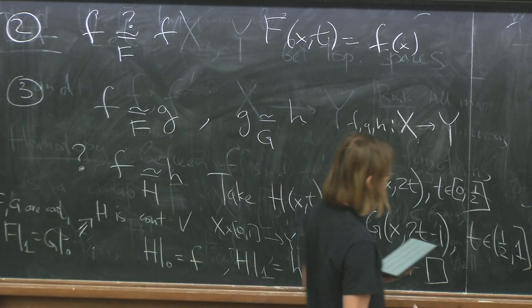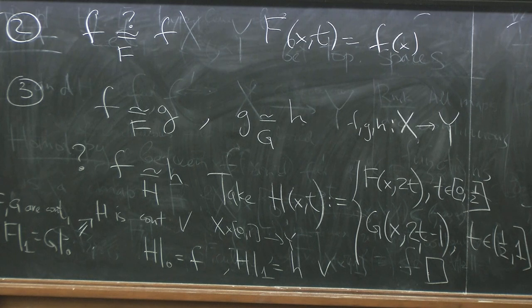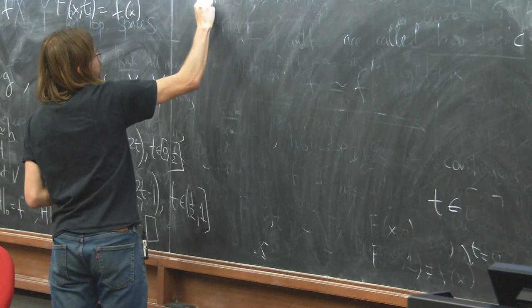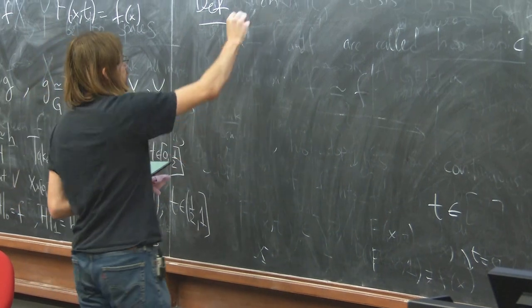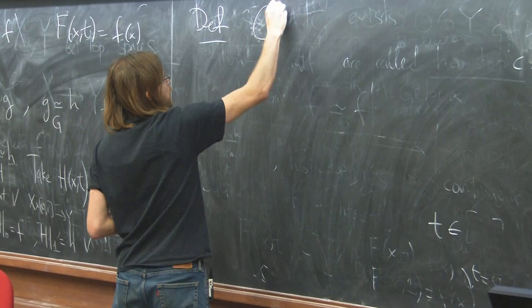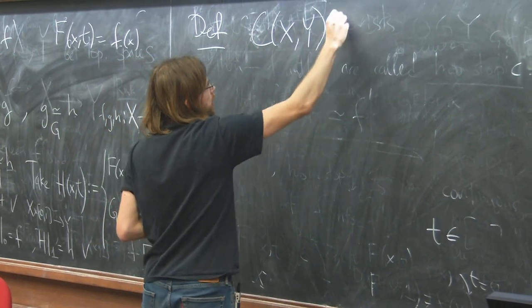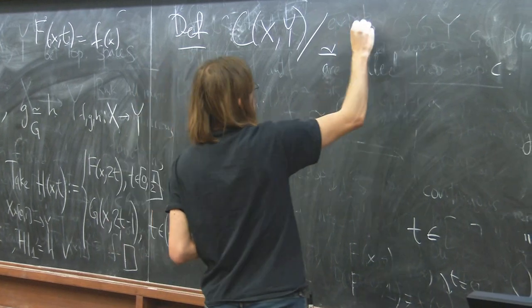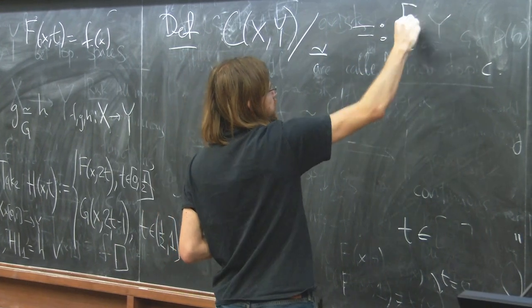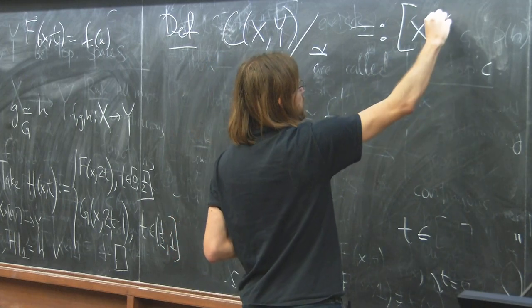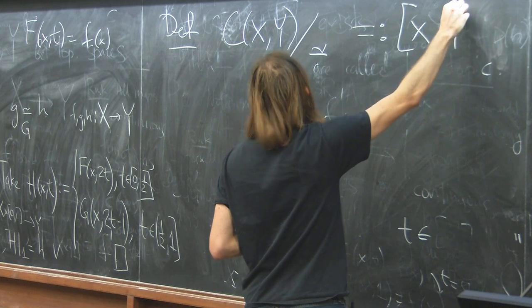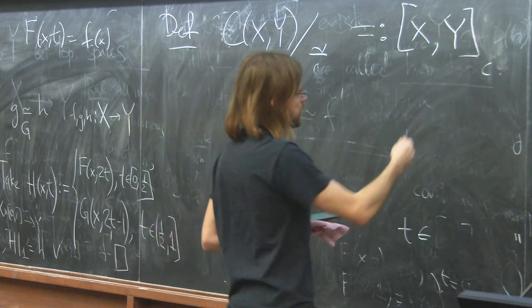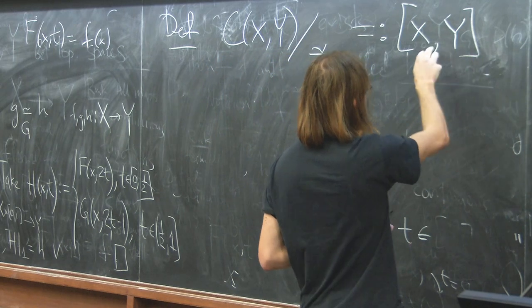Since we have an equivalence relation, it's natural to consider a quotient with respect to this equivalence relation. Although we are not going to often use this notation, the corresponding quotient of the set of all maps divided by the equivalence relation is usually denoted by square brackets X, comma Y. The set of homotopy classes of maps from X to Y.